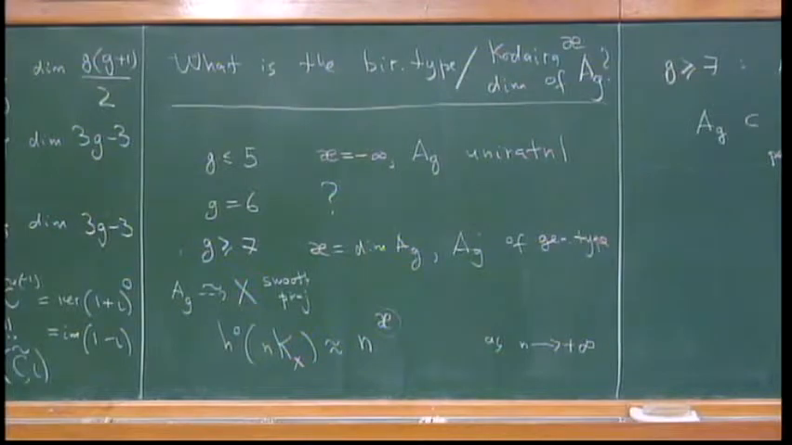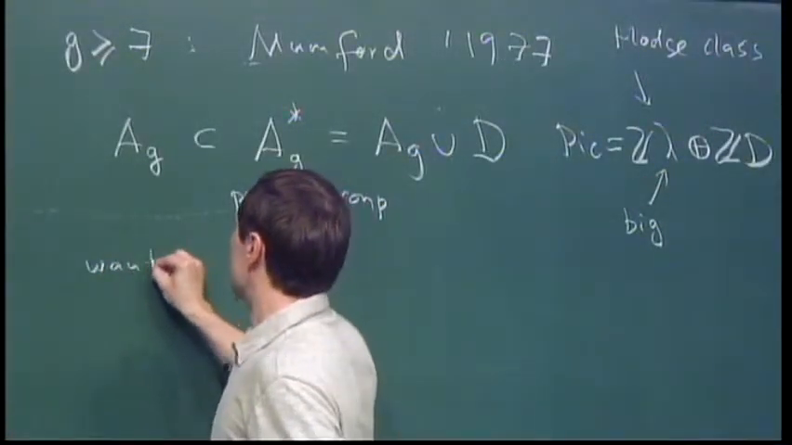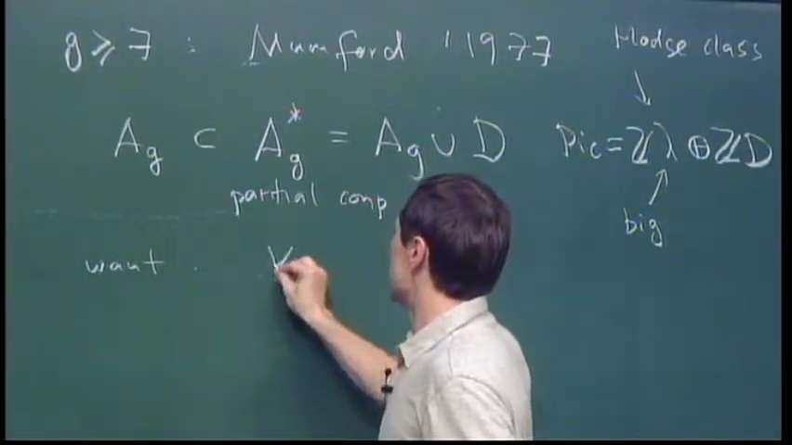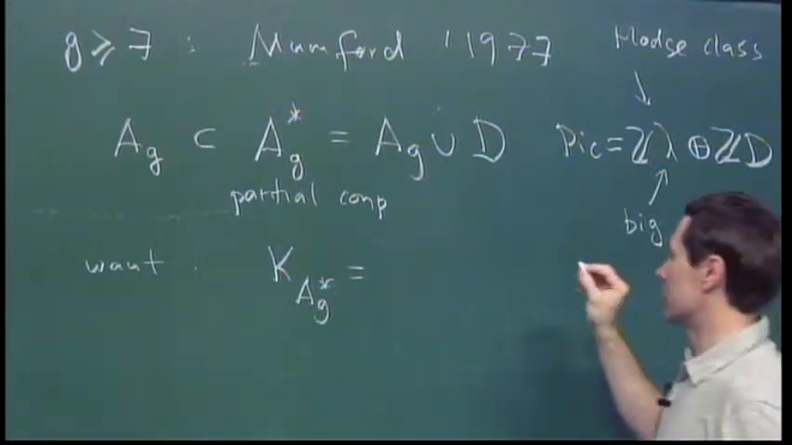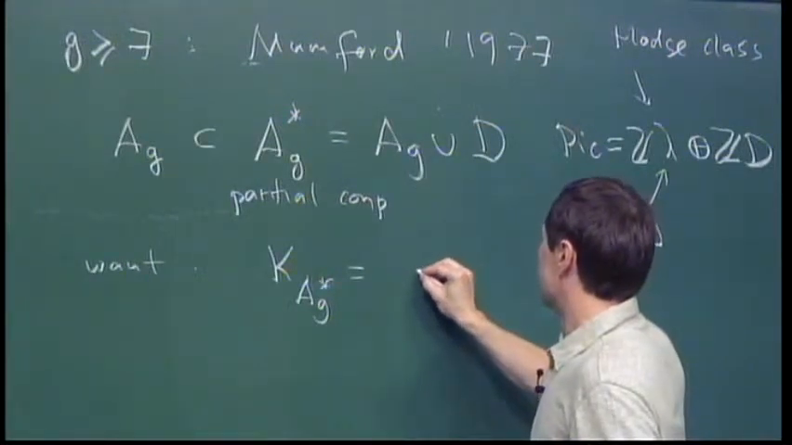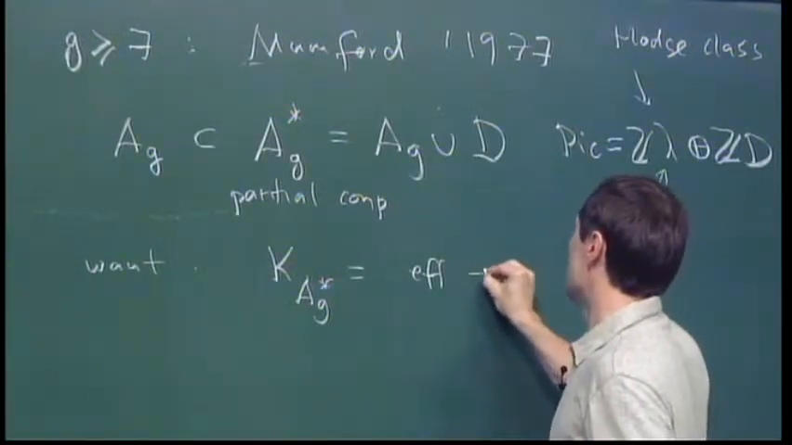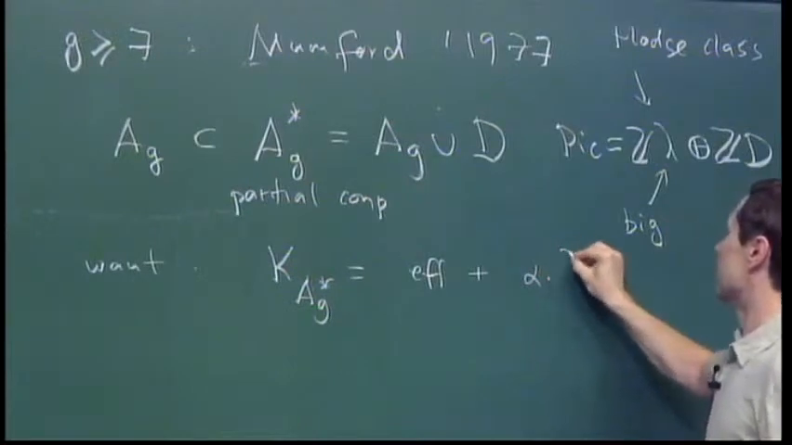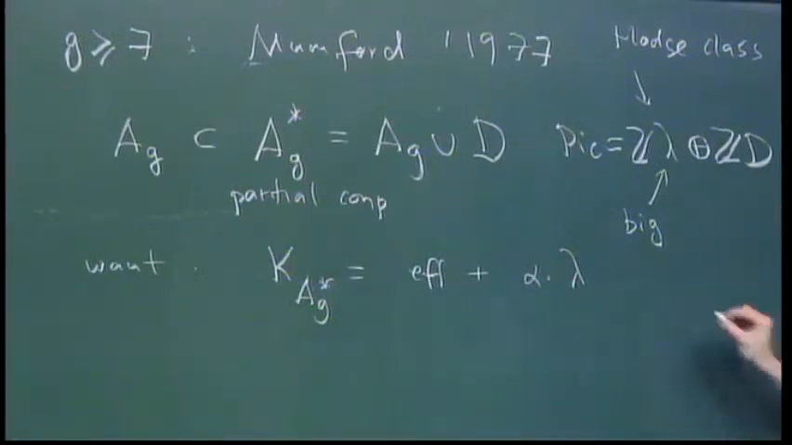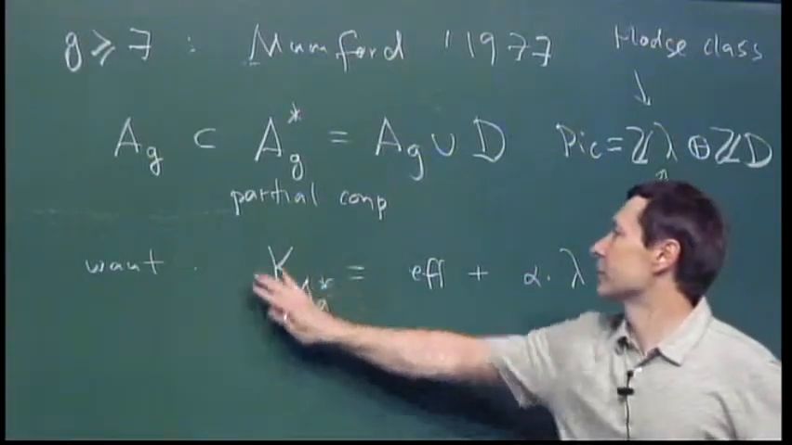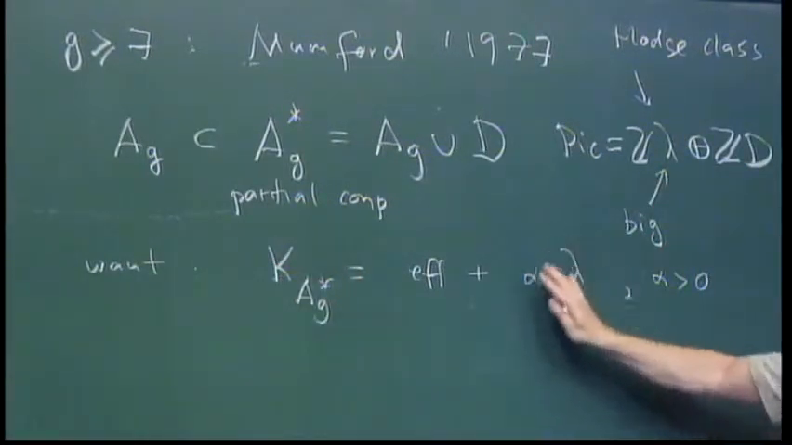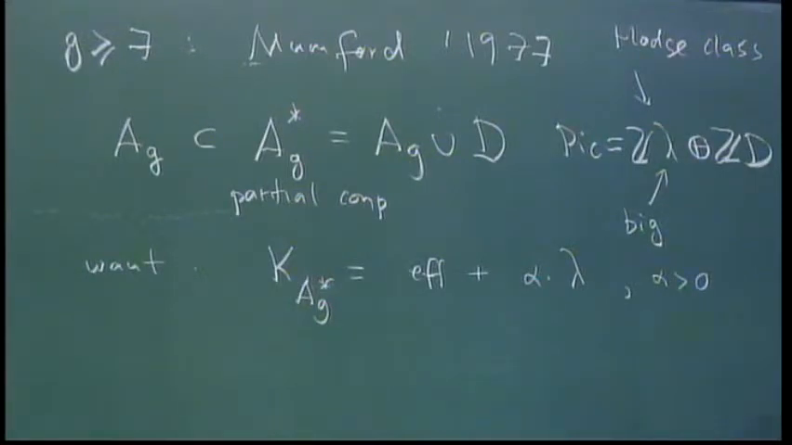So what you want to do, you want to write the canonical class of this partial compactification as something effective plus a little multiple of this lambda. And alpha, so just anything but positive. And that will do it, because then sections here, there are at least as many as for lambda, and it's of general type.